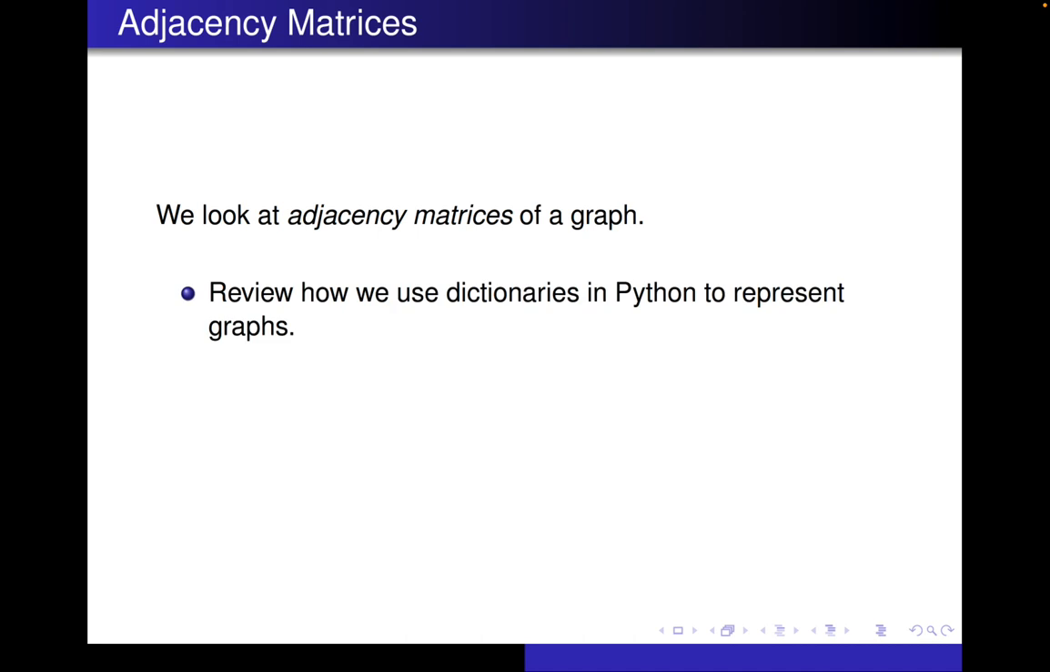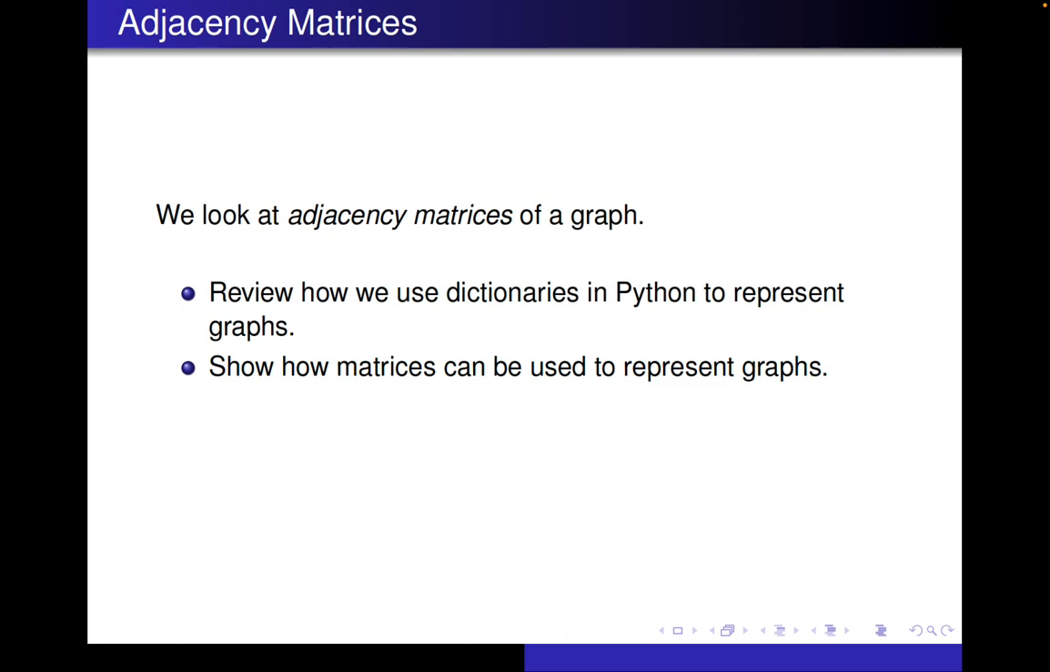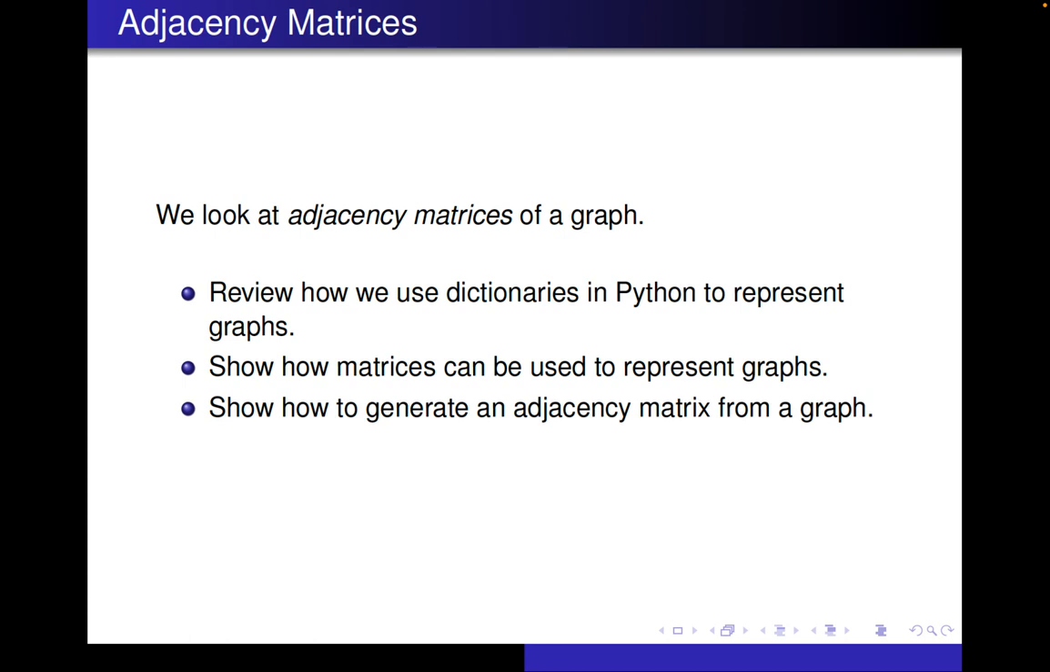In this video, we are going to look at a way of storing information about a graph in something called adjacency matrices. Before we look at adjacency matrices, we're going to review how we use dictionaries in Python to help us represent graphs. And we're going to show how matrices can do the same thing. They can also be used to represent graphs. And then we'll show how to generate an adjacency matrix from a given graph.